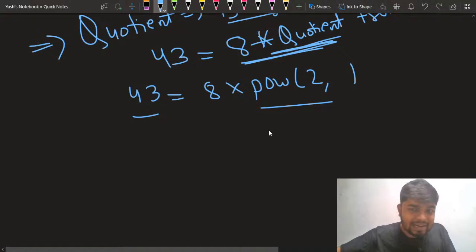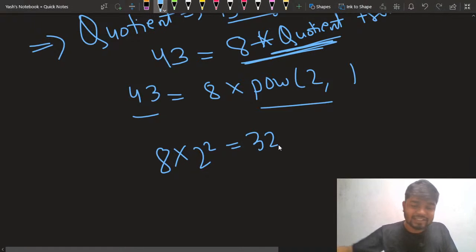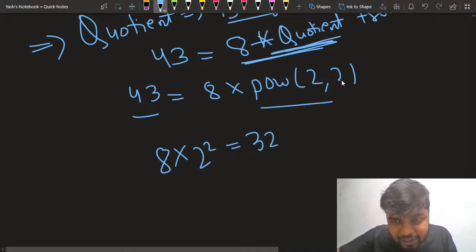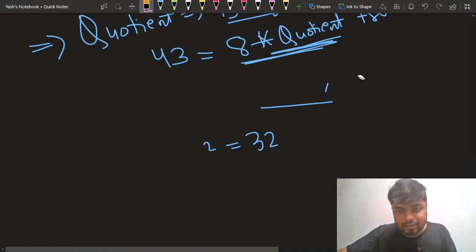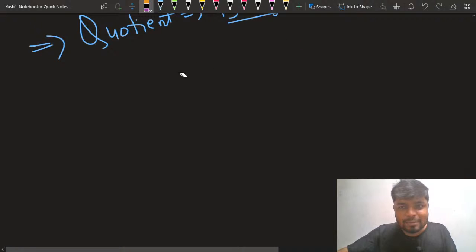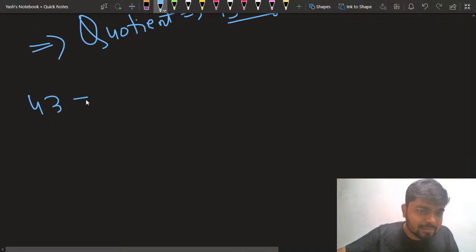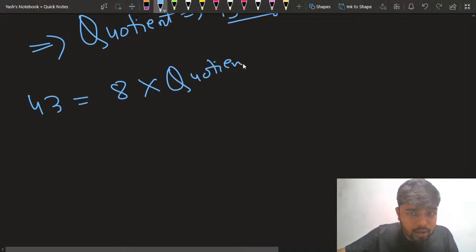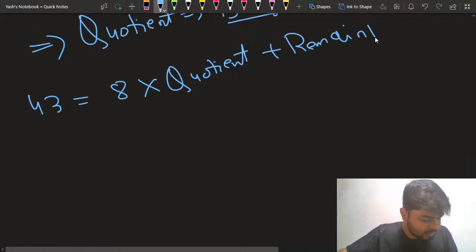Understanding this point, right? So what I can say is 8 into 2 to the power 2 gives me 32, right? So in that case, let me shift this towards the right so that I can write it better. Let me explain once more. Now what I'm saying is 43 is equal to 8, which is the divisor, into some quotient plus the remainder, right? Let's not worry about the remainder for now.